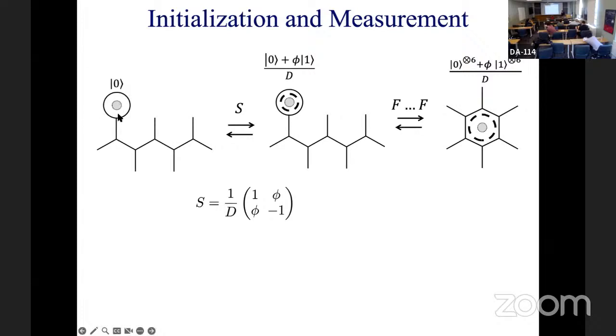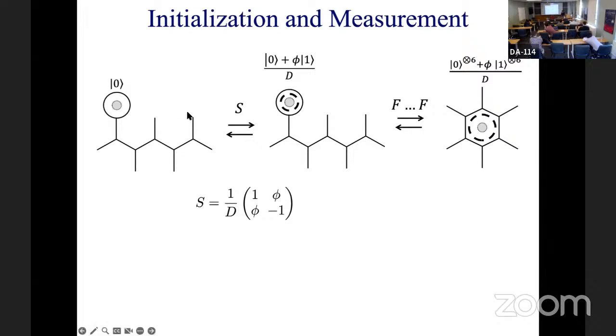Here's another example of that. I start with just an empty tadpole. I apply a single qubit gate to this tadpole, and that gives me a particular superposition, which corresponds to the ground state. Then I apply a bunch of Fs, and I end up with the plaquette that has the right superposition of identity and tau strings. So I can use this process basically for initialization and measurement.